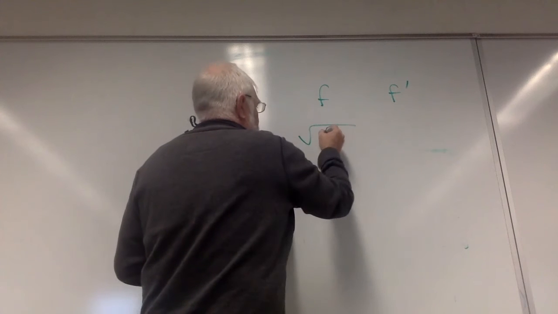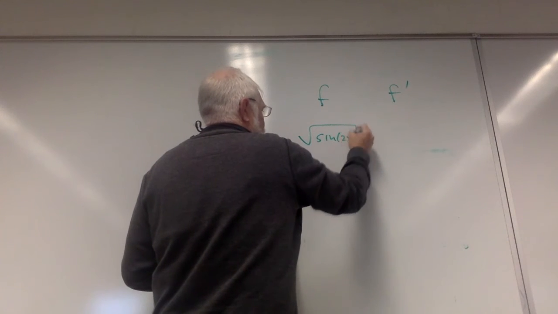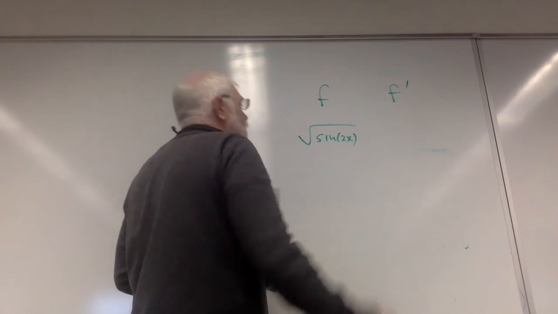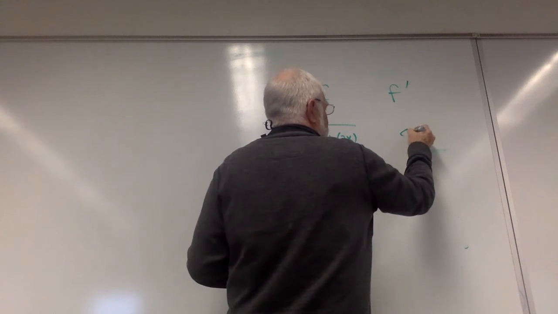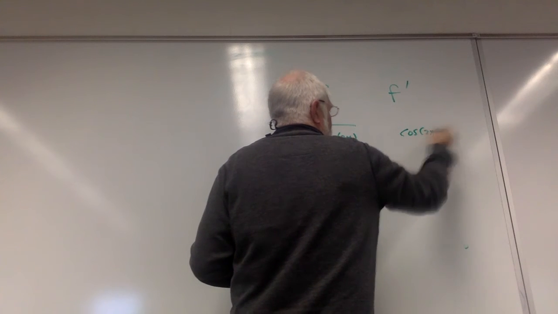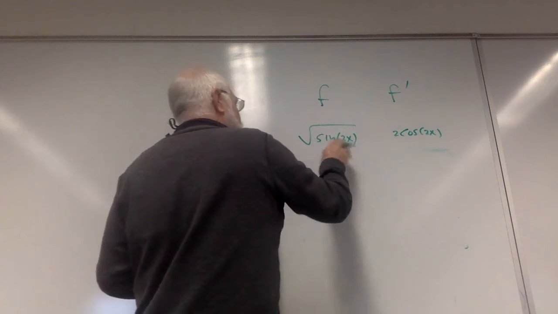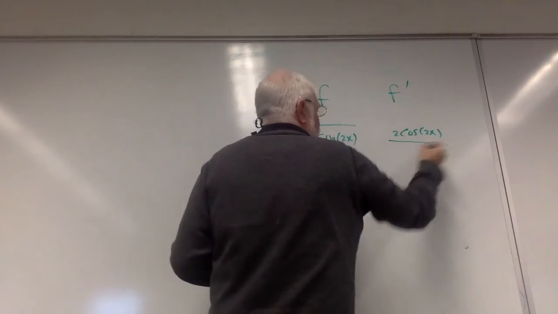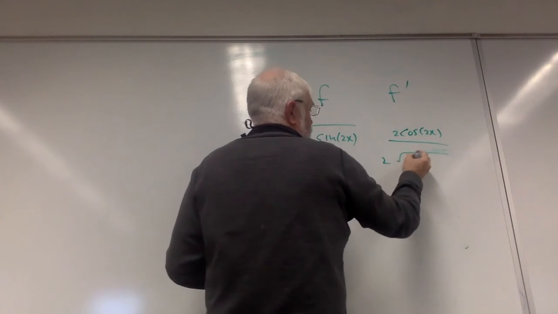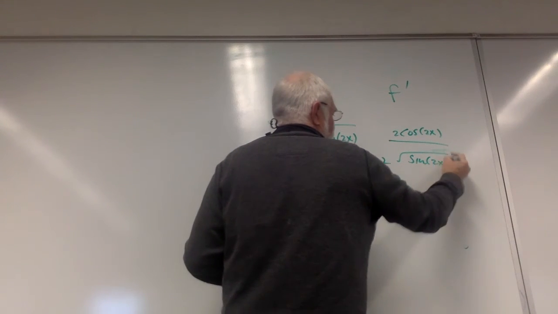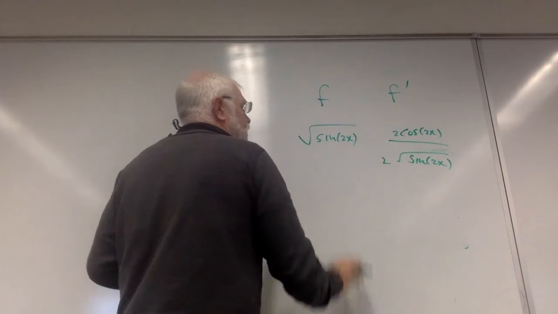Square root of sine 2x. You got another chance at it right now. How do you get it? Derivative of what's inside, which is cosine 2x times 2. I'm going to start putting the 2 in front. Start saying it that way from now on. 2 cosine 2x divided by 2 times the square root of what's inside, sine of 2x. Obviously, you could simplify that, but that's the mechanics.